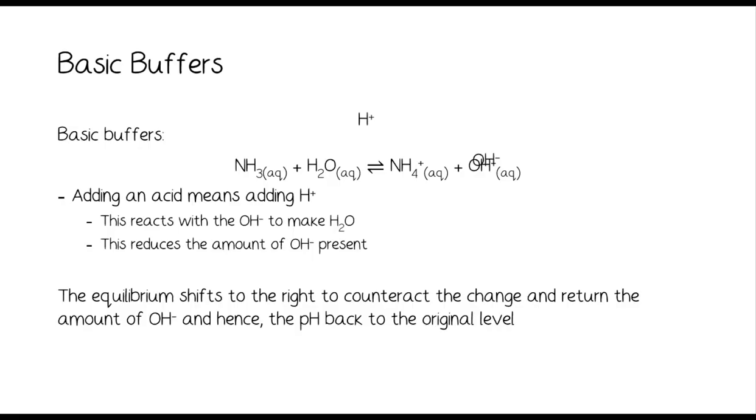So let's say we have two OH- chilling at equilibrium. This H+ comes along and reacts with it and takes it away to form water. The equilibrium will shift to the right to return the OH- back to its equilibrium concentration and hence the pH.